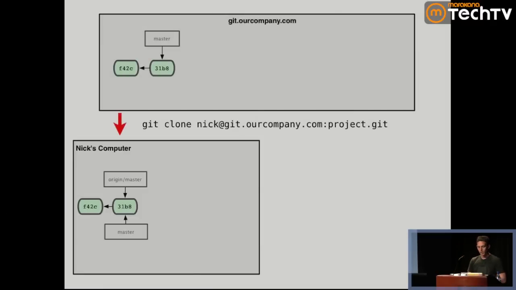So if you clone, let's say we have a Git repository on our company server somewhere, and it has 2 commits and a master branch. When you clone, you get the database. You get all the same objects that database has, locally, and you get 2 things. One is you get all of the branches on the server. So in this case, they have master, so we get origin/master.